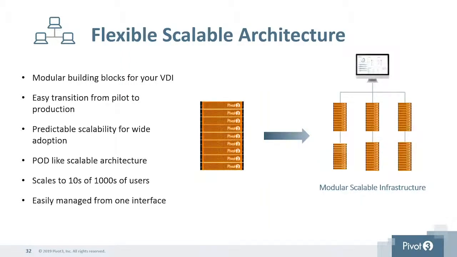Pivot3 systems can also scale linearly and predictably. You can think of them as pods. You can have many pods spread across many locations, and they can all be managed together from one user interface. So that really simplifies how you manage this storage system.